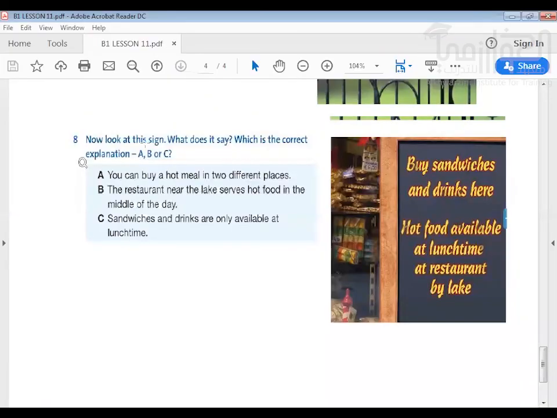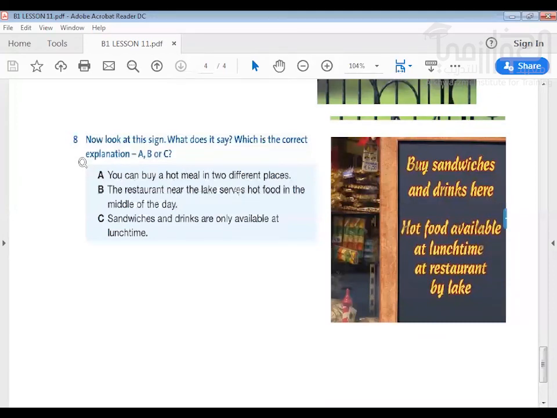Okay, so now look at this sign. What does it say? Which is the correct explanation, A, B, or C? So the sign says, buy sandwiches and drinks here. Hot food available at lunchtime at restaurant by lake. Now, when you look at this, you can buy a hot meal in 2 different places. This is one place, this is another place, and you cannot buy the hot food here at the top. You can only buy it in the second restaurant. So A is not correct.